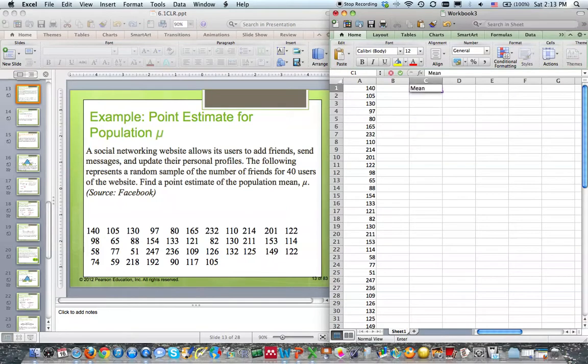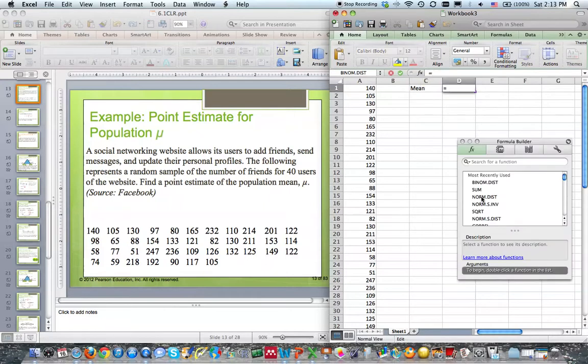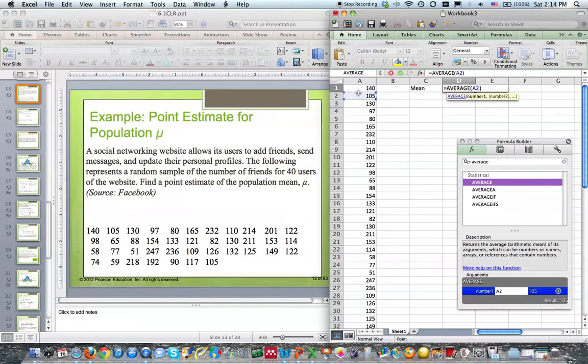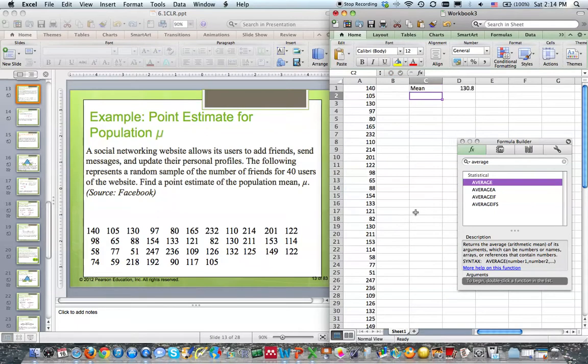So in C1, I'm just going to write mean. And then next to that, in D1, I'm going to go to my function wizard, and I'm going to go to average, and I'm going to use that function, and I'm going to find the average of all my data points. So in my Excel, it is A1 through A40. And I'm going to hit enter. And I see that my mean is 130.8.